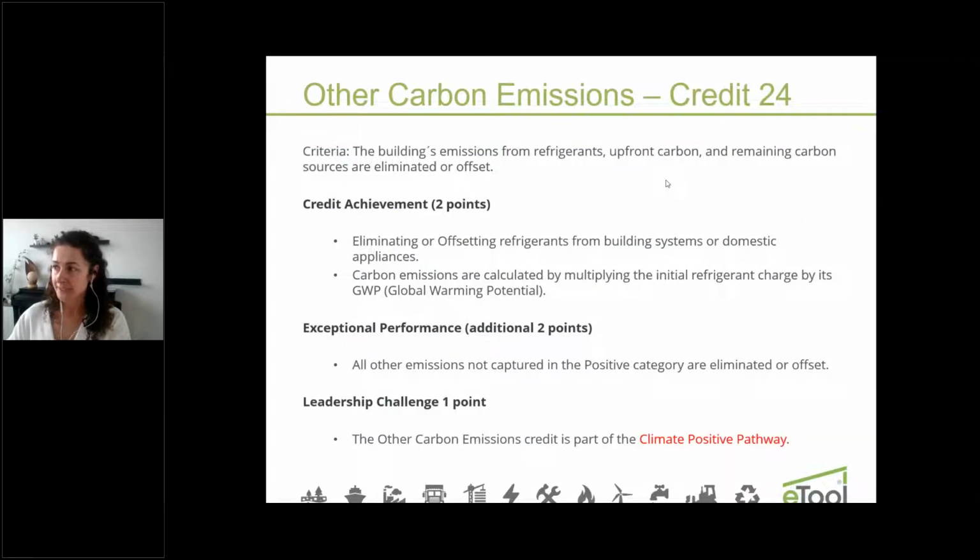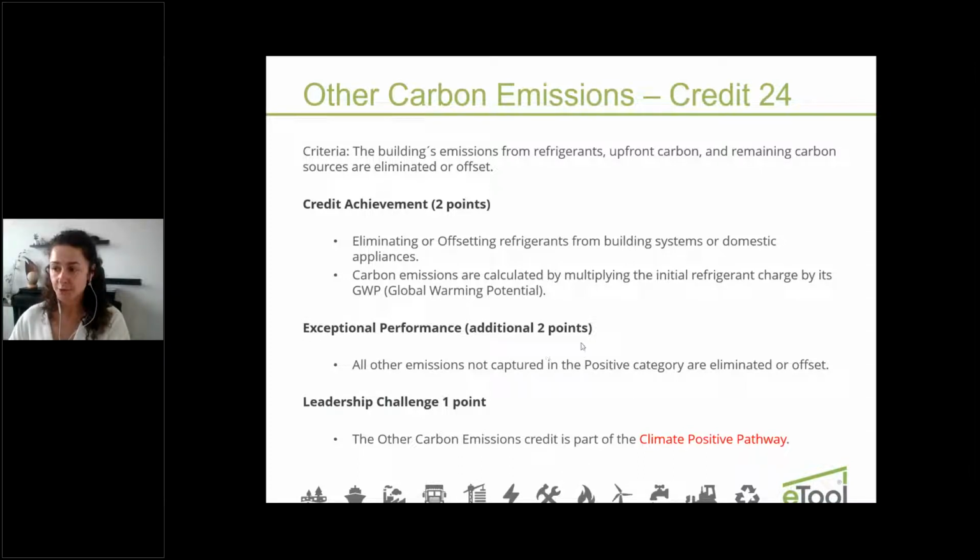All right, so the next one is credit 24. As the name says, it is about other carbon emissions, so those that we haven't covered. It could be from refrigerants, or upfront carbon that is remaining. The remaining carbon sources should all be eliminated or offset. So to achieve 2 points, you need to look at your refrigerants and try to eliminate them and offset. And again, Enrique will show you how to do this, because usually this information is included in the LCA model, so you just need to know how to extract it.